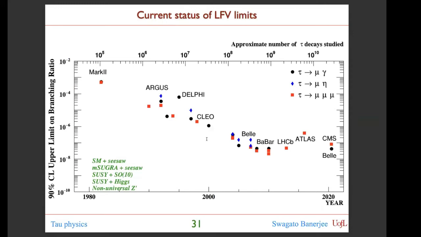Here I show different upper limits, how it has progressed over the several years from the different experiments for the tau to mu gamma final state, tau to mu eta final state, tau to mu final state. And we can see over the period of the last 40 years, we have improved the sensitivity to lepton flavor violation from around the percent level down to the 10 to the power minus 8 level. And the different predictions from the different models are shown here, which are around 10 to the power minus 8, 10 to the power minus 10.